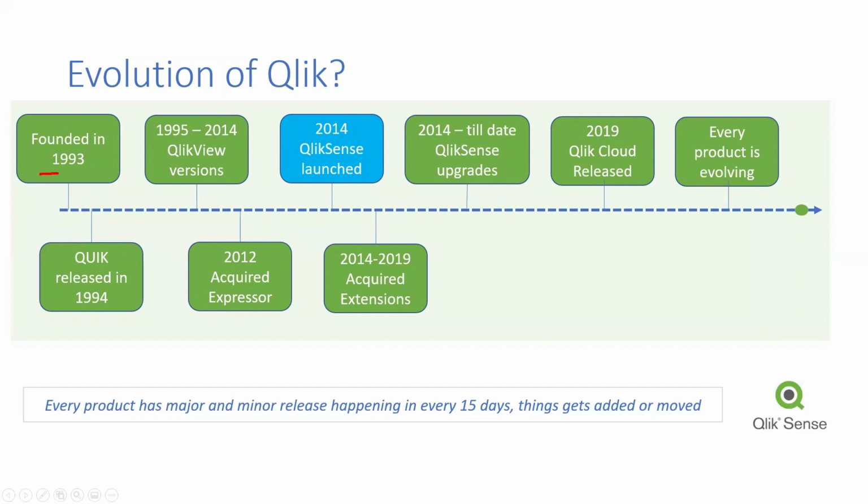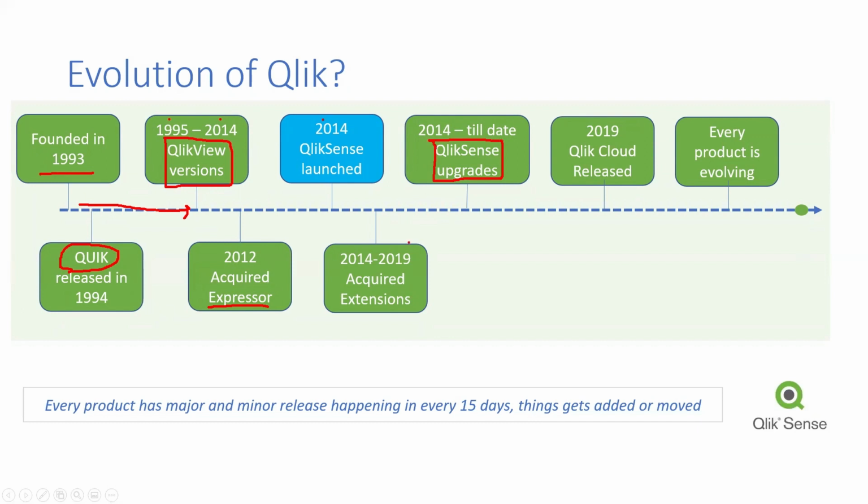So Qlik was founded in 1993, and then around 1995, QlikView was launched. There was a tool called Qlik, which was renamed QlikView, and it was launched in 1995. From 1995 to 2014, Qlik had just one tool, which was QlikView. Qlik was heavily invested in QlikView, and then it started expanding. It acquired another tool called Expressor, and then it launched Qliksense in 2014.